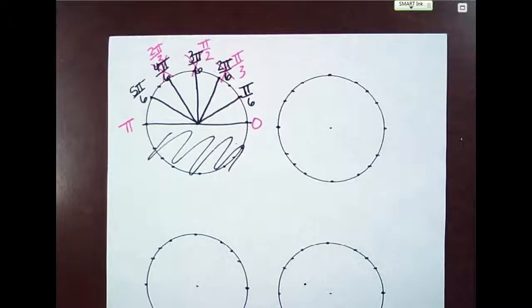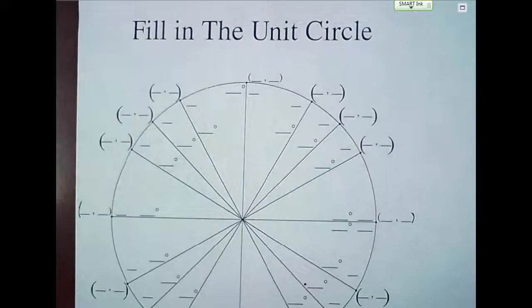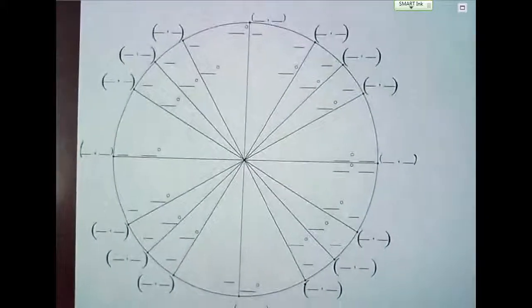Got it? Okay. When you walked in the room, you got a unit circle. Is this a 5 pi out of 6? Mm-hmm. Did you get one of these? Okay.